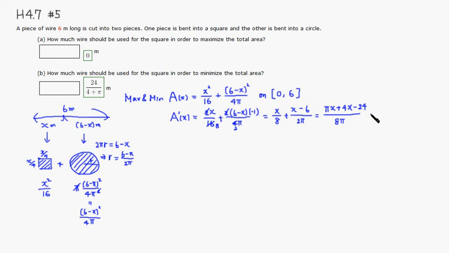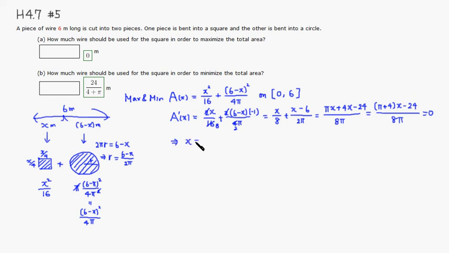Then group the x terms together, we get (pi plus 4)x minus 24, all over 8 pi, right? Then we set that equal to 0, right? But we can just set the numerator equal to 0, so we can get this critical number.